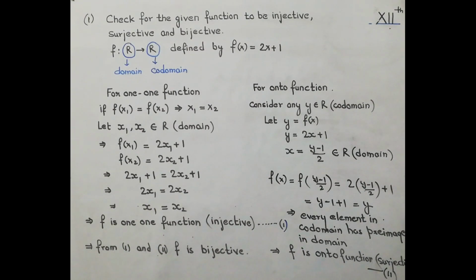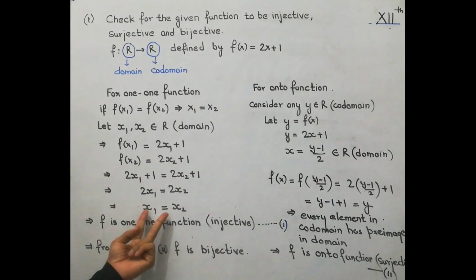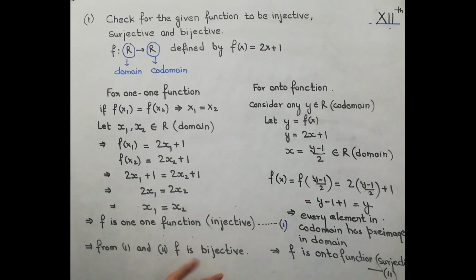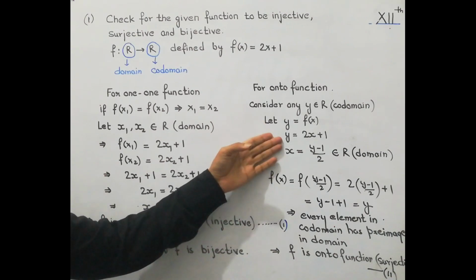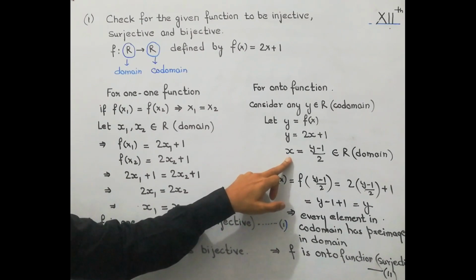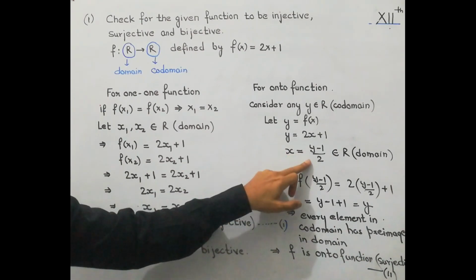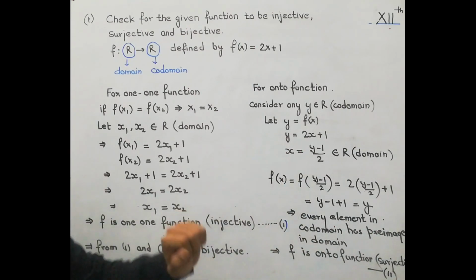There were 2 steps in this. In the first step, we were to show that for f(x1) equal to f(x2), we should get x1 equal to x2. This proves that the function is injective. Now, how to prove it onto? So for onto, we will consider any element y in the codomain, and then we will get x in terms of y. Now x over here is representing pre-image, so we have got pre-image in terms of image.